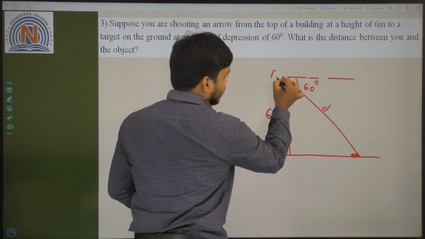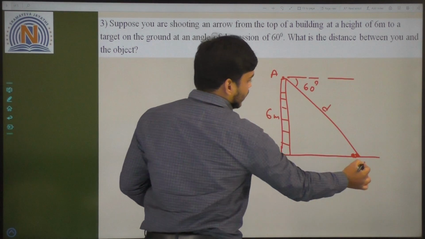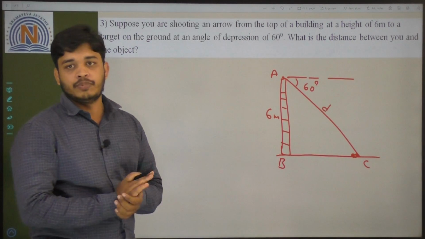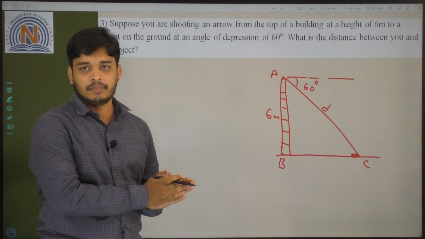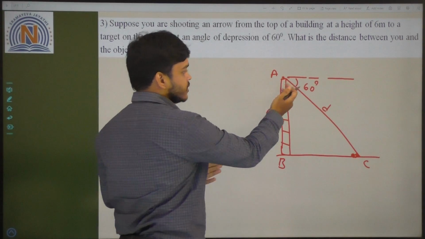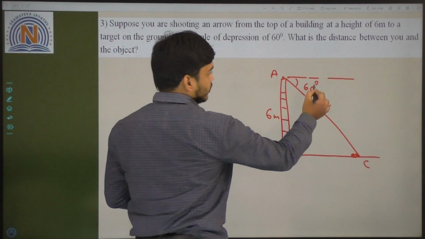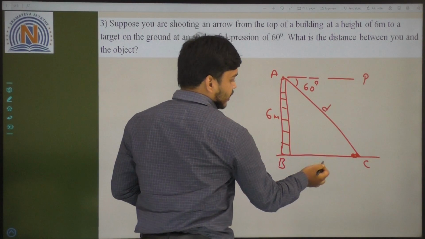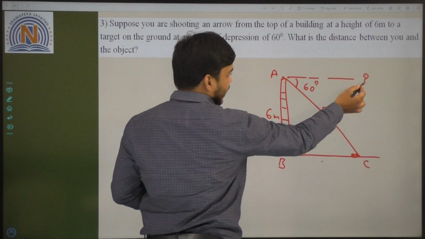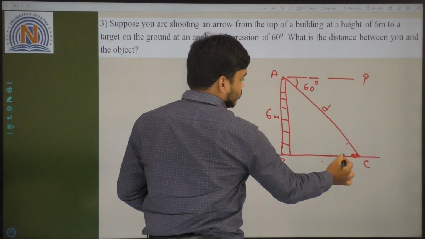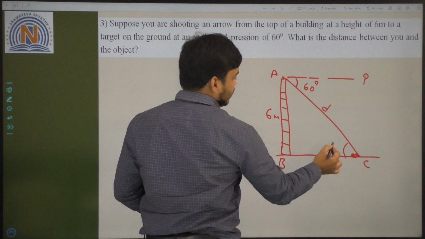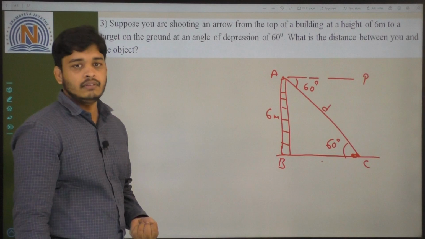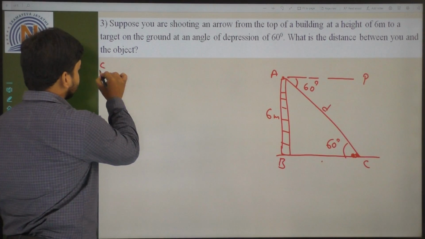For example, AB is the height of the building and AC is the distance between you and the object, the distance between an object and a particular person. Here the angle of depression is 60 degrees. AP is the horizontal line, parallel to the ground, so angle PAC equals angle ACP, which is 60 degrees, alternate interior angles.